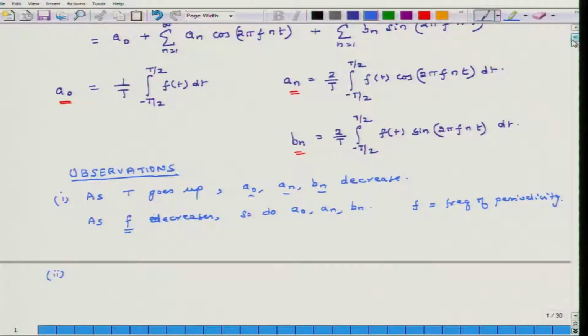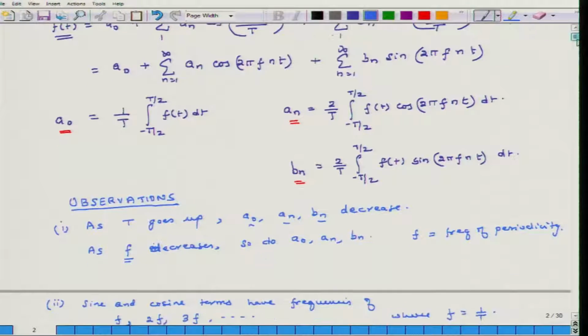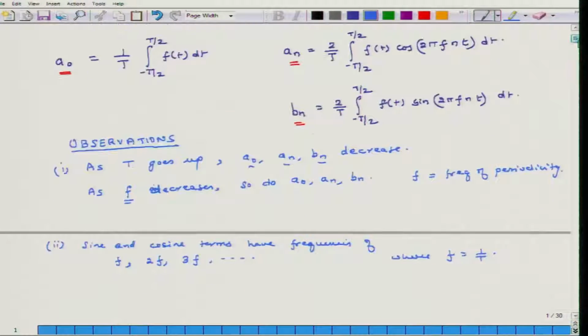The sine and cosine terms have frequencies of f, 2f, 3f and so on and so forth, where f equals 1 over T. So, the fundamental frequency will be f, which is 1 over T, then the next Fourier component will be 2f, the third Fourier component will be 3f and so on and so forth.